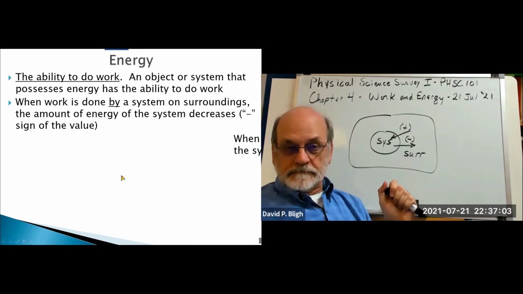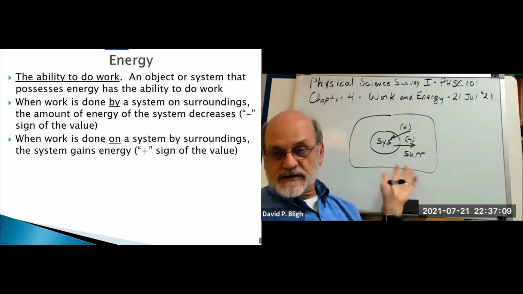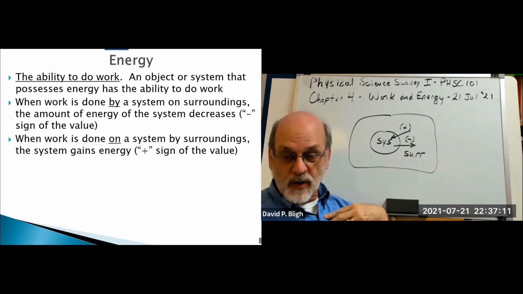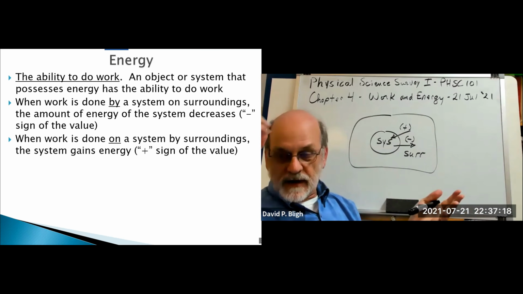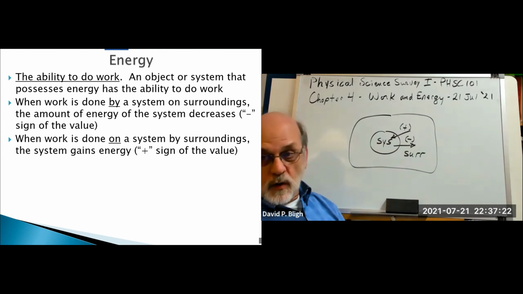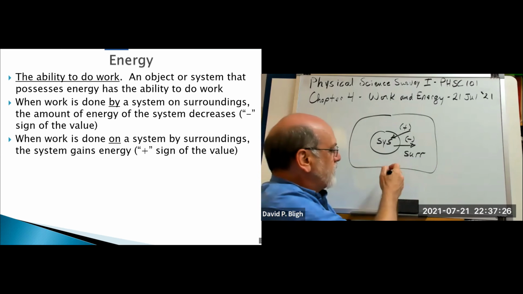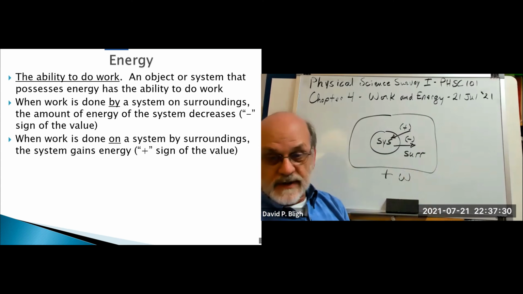Okay. So when work is done on the system, say something in the surroundings, say I am part of the surroundings, and the system is the lawnmower, then when I push on the system, I am doing work on the lawnmower. So the value then would be positive. And whatever the work value has to be would be a positive value.